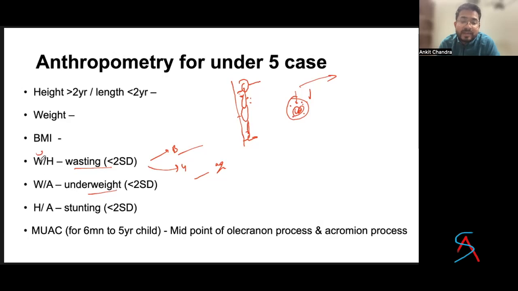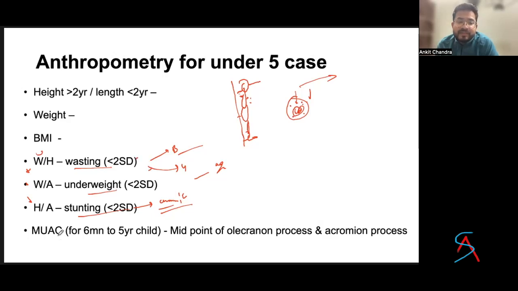So all these three parameters are very, very important, and how to interpret them, you have to remember: weight for height, height for age, and weight for age. And stunting is a sign of chronic malnutrition. This is what you can say. Because height is reducing, if a child is chronically malnourished, then he'll be stunted. If there is acute malnutrition, then there will be wasting or underweight.